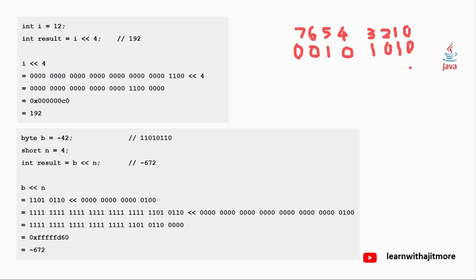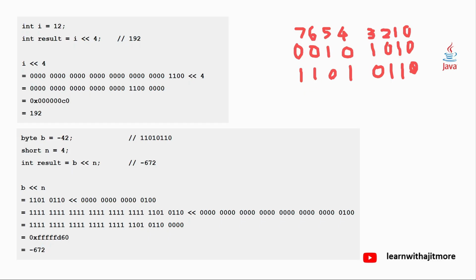From LSB, till we don't get the first one, we keep it as it is. So I'm going to keep this 0 as it is, 0, 1. From LSB till we don't get the first one, keep it as it is. And after that, we are going to complement. 1, 0, 1, 0, 1, 1. This is your real minus 42 in computer memory.